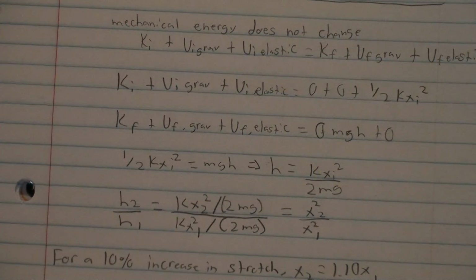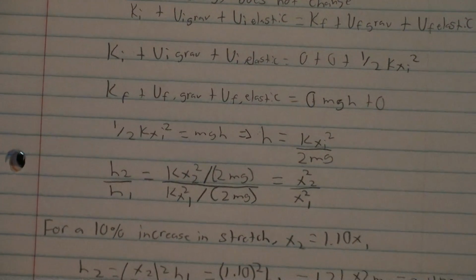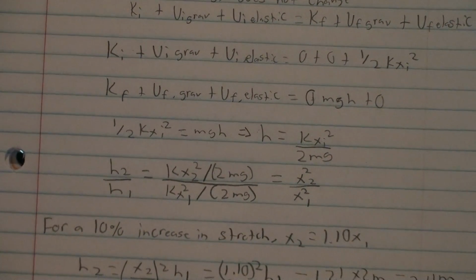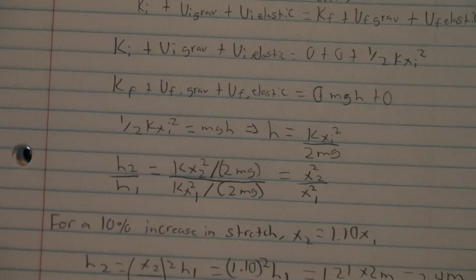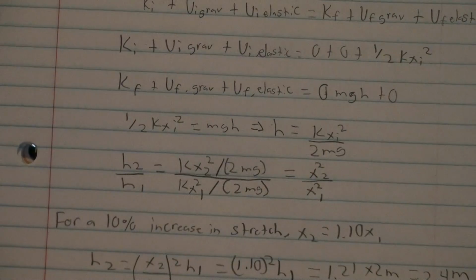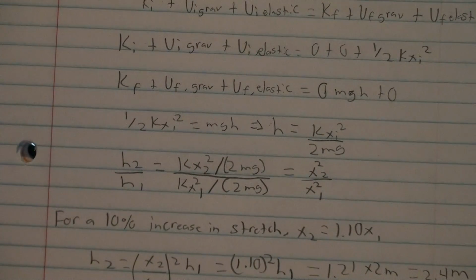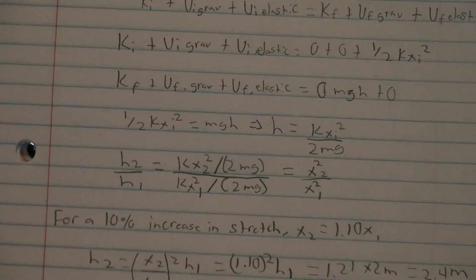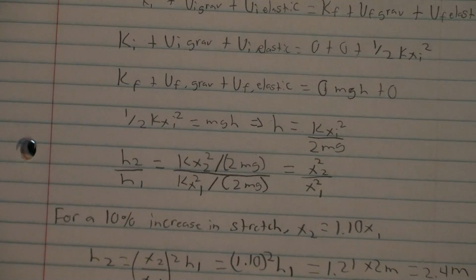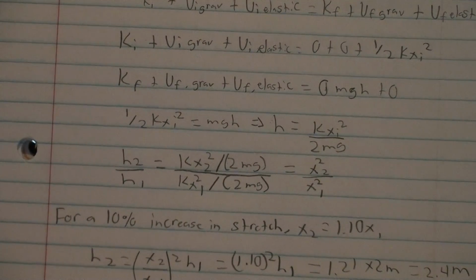stretch. So what I did here was set up a ratio, which gives me h2 divided by h1 is going to be equal to k x2 squared divided by 2mg, divided by k x1 squared divided by 2mg, and that gives me x2 squared divided by x1 squared.